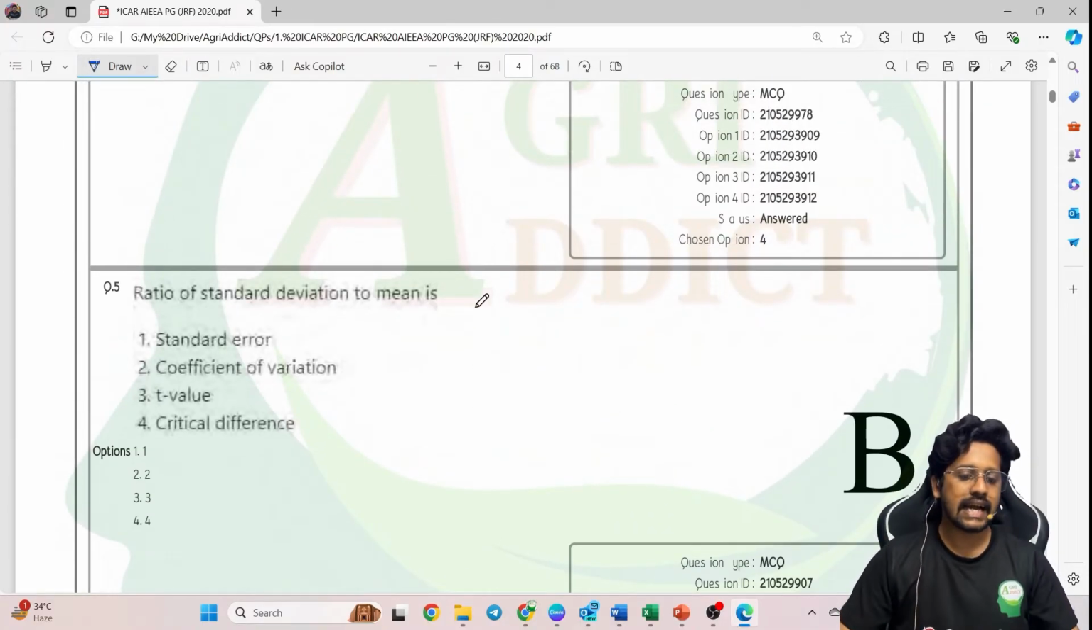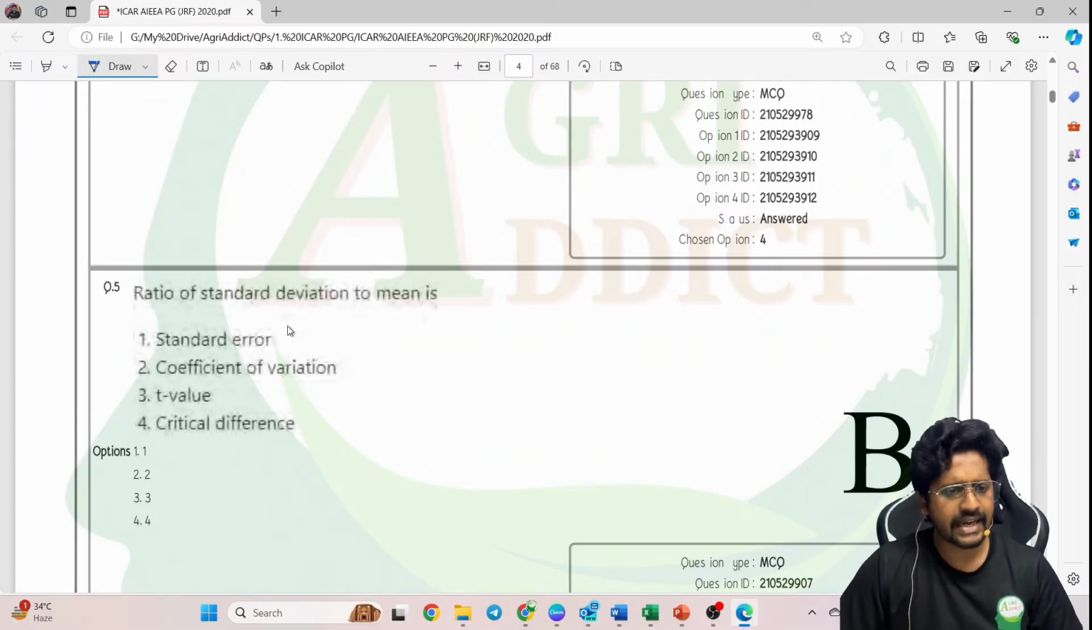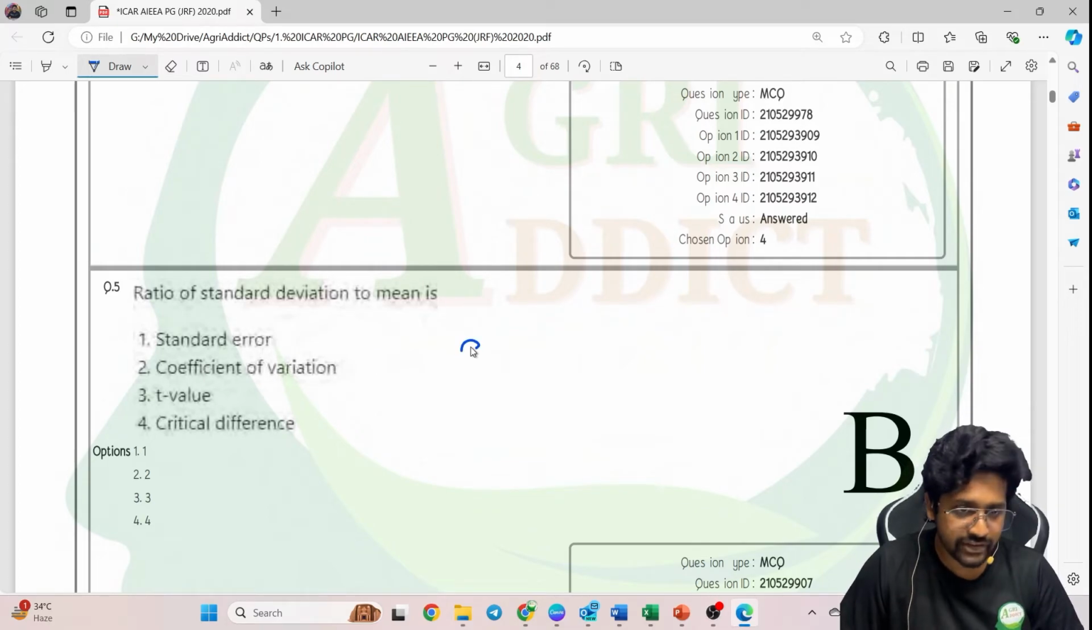Ratio of the standard deviation to mean. This is also a direct question. The options are standard error, coefficient of variation, t value, and critical difference. So it's a direct question. The critical difference, sorry, the coefficient of variation.